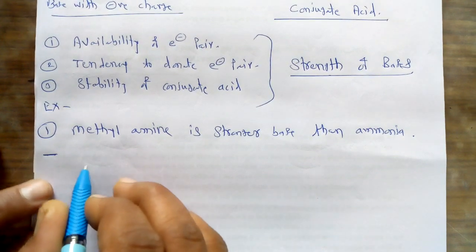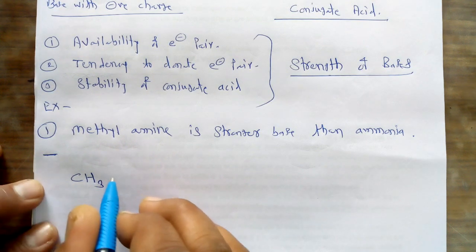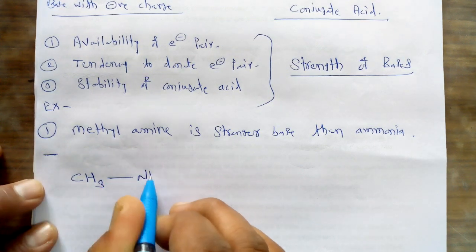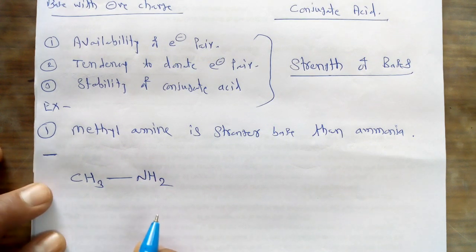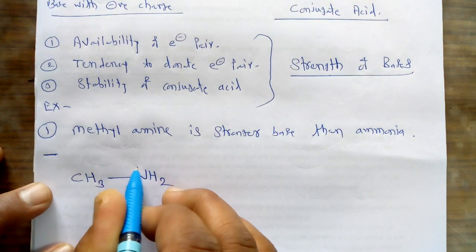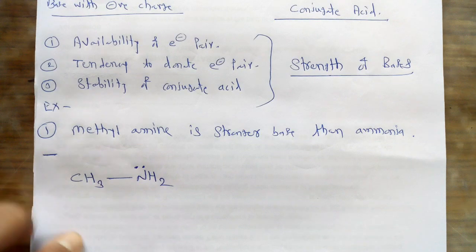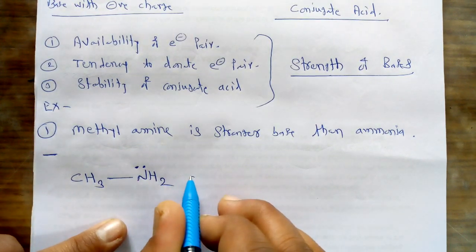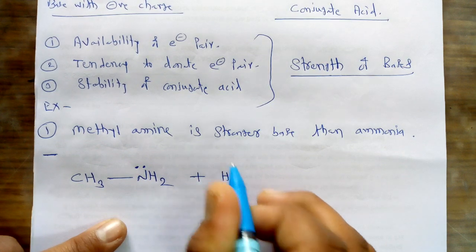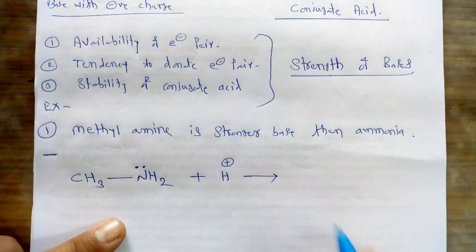First of all, if we draw the structure for methylamine, it is CH3 single bond NH2. So this is a compound called methylamine. In this methylamine, what happens? This nitrogen has one lone pair. As there is the presence of this lone pair, we can say that this compound behaves as a base. As this compound is a base, it must attack the H plus. So this is case number one.